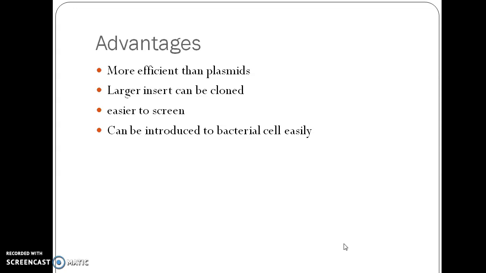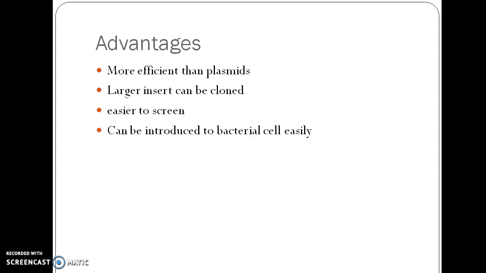Next is the advantage over plasmids. How are phages more advantageous than plasmids? Phage vectors are more efficient than plasmids for cloning larger DNA fragments. The largest clone insert size in a lambda vector is 20 to 23 kb, while that of a plasmid is only 10 kb.